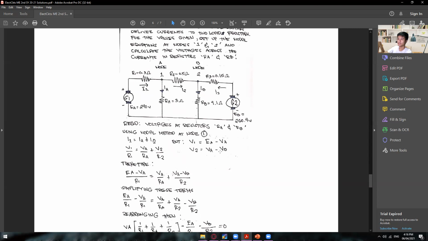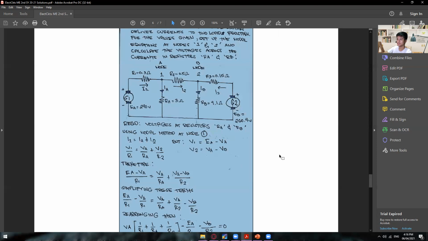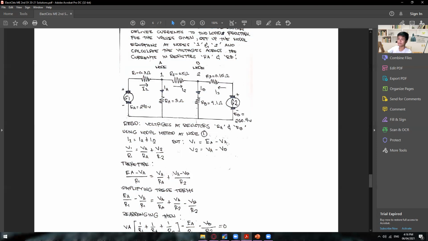So how did we get this one? Again, for the V1, you have to get EA, because we have the given voltage for EA, or generator 1. And then we have to deduct the voltage drop across this one. So that is why we have here EA minus VA. And the same with V2.